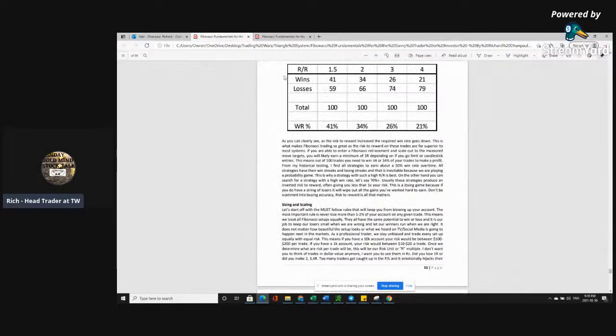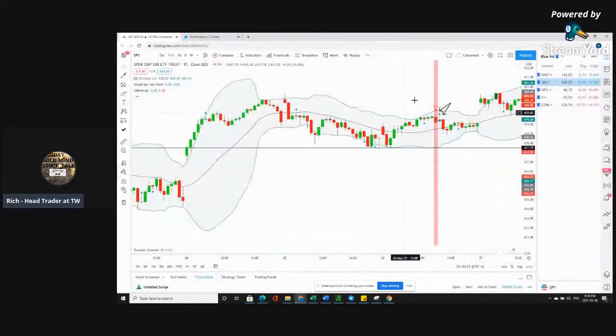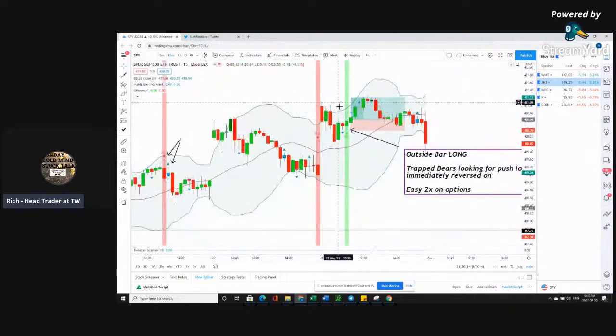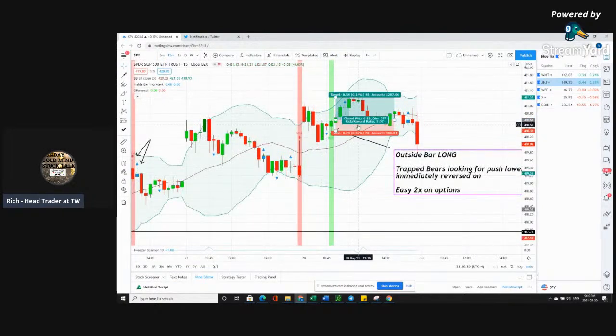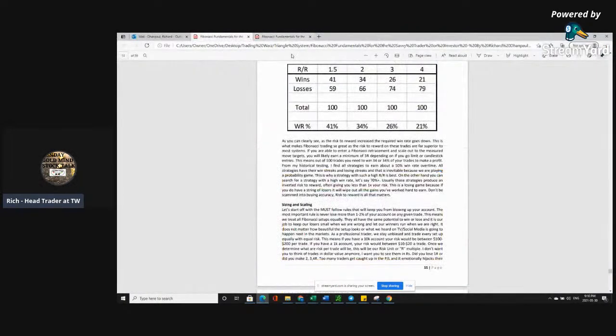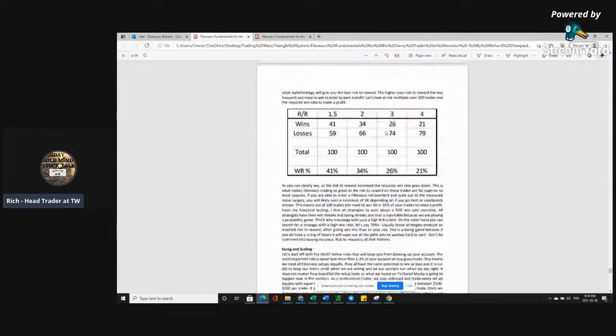Okay, so let's go back to this trade that we took. Let's look at this one right here. So let's say we made 2-1 on this trade. Now, if we continue with 2-1, all we need to do is win 34 out of 100 trades. So if you take 100 outside bar trades and you make on average double of your losers, you only need to win 34 out of 100 times to make a profit.